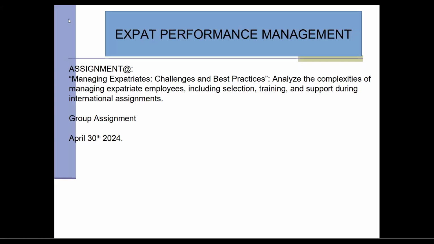Then let me discuss the expected performance management. I think you already learned about performance management in domestic or local organizations. Can anyone say what is meant by performance? What does it mean by performance? Have you learned about performance? Are you able to say what's the difference between performance management and performance evaluation?